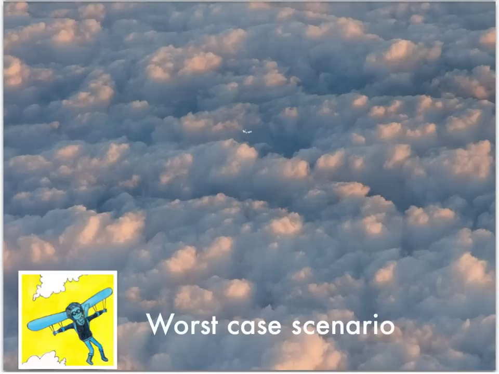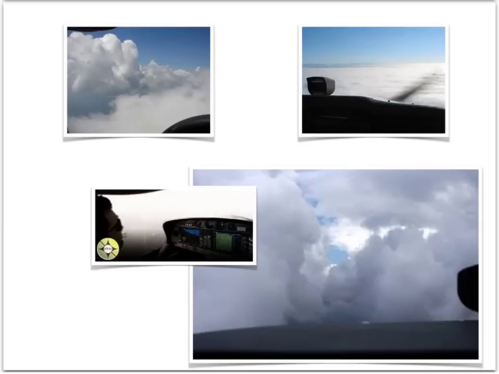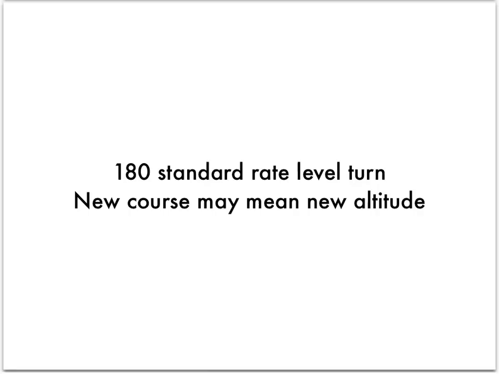Okay, now we're going to set up the worst case scenario. Let's say that you fly into instrument conditions by accident and you have low visibility or no visibility. You need to get out of it as soon as possible. So here's what you do. Immediately look down at your instruments and fly by reference to instruments only. Make a 180 standard rate level turn.